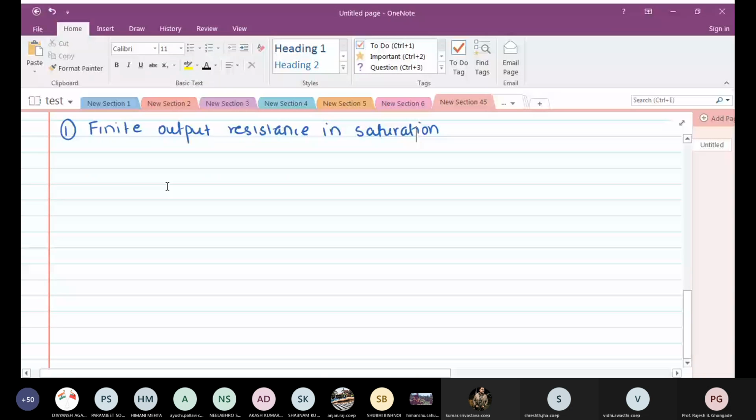What does a finite value mean? What would it mean as the curve? Anyone? What do you mean by finite value of RO? How will it reflect in the curve? Come on, guys. Am I talking to myself?